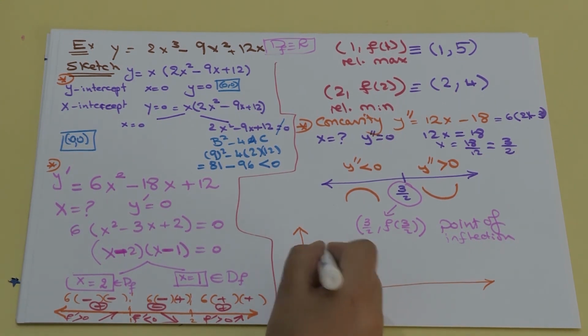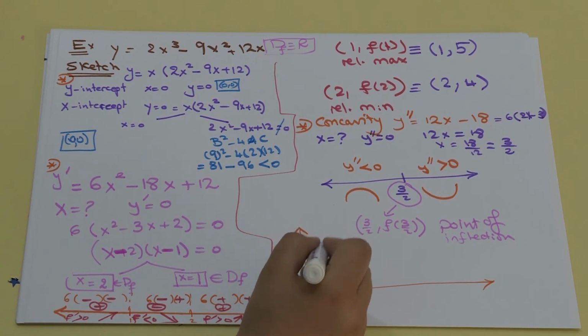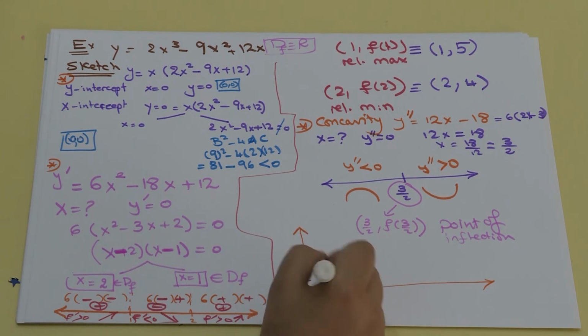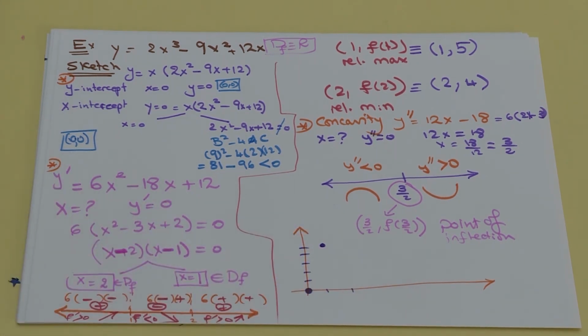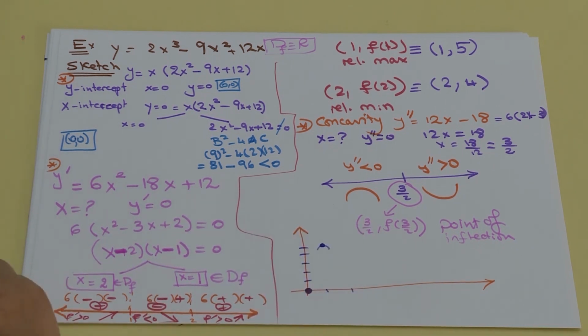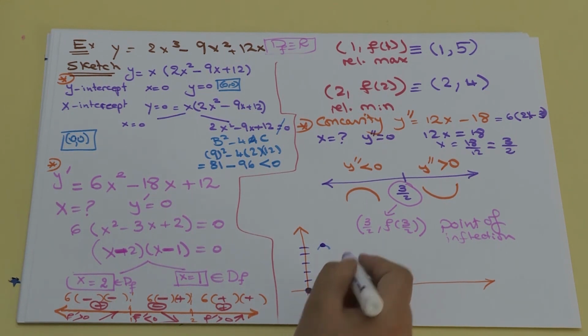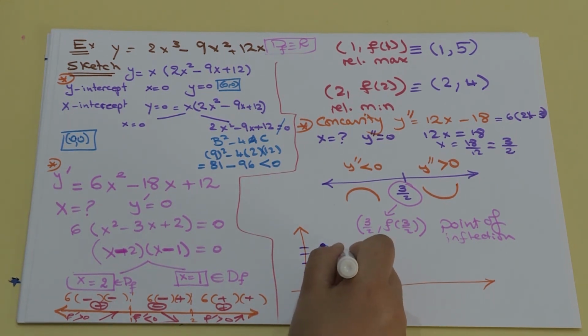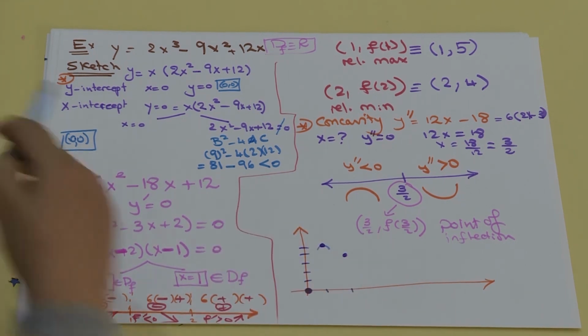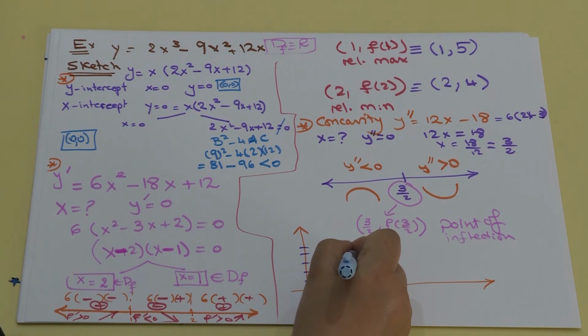At 1, we have a relative maximum, which is 1 and 5. This is 1, 2, 3, 4, and 5. At 1 and 5, we have a point here. This point is a relative maximum, so can I put a little cap that tells us there is a maximum here? Yes. And now, what's next? 2 and 4. Okay, we put 2 and 4 on the curve. Again, 2 and 4 is a relative minimum, so I put a little cup that tells me minimum.